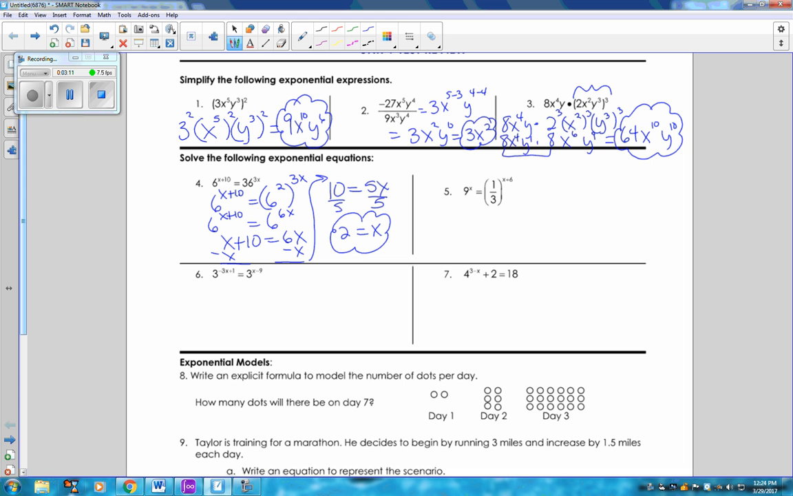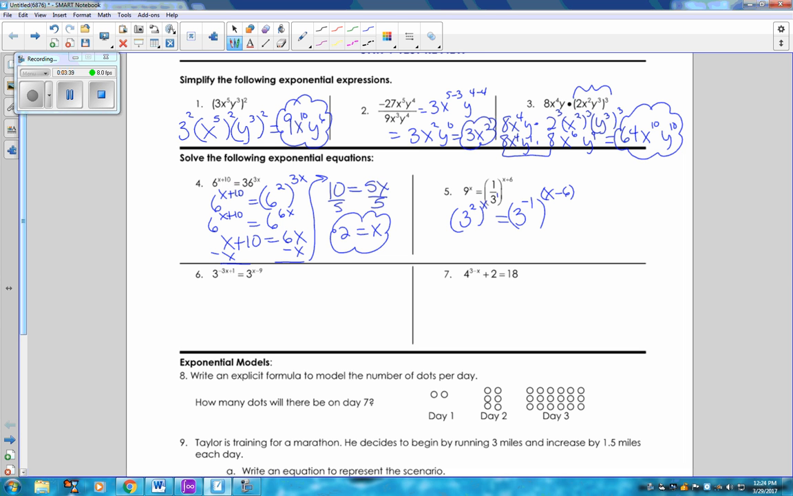On the next one, I'm going to rewrite both of those with a base of 3. 9 can be rewritten as 3 squared, and that's to the x power. And remember, if you want to bring something from the top to the bottom or the bottom to the top, you change the sign of the exponent. Right now this 3 has a 1, so I'm going to bring it up top and make it a negative 1. Now my denominator would be 1, so I don't have to write the denominator. And that's to the x minus 6th power.